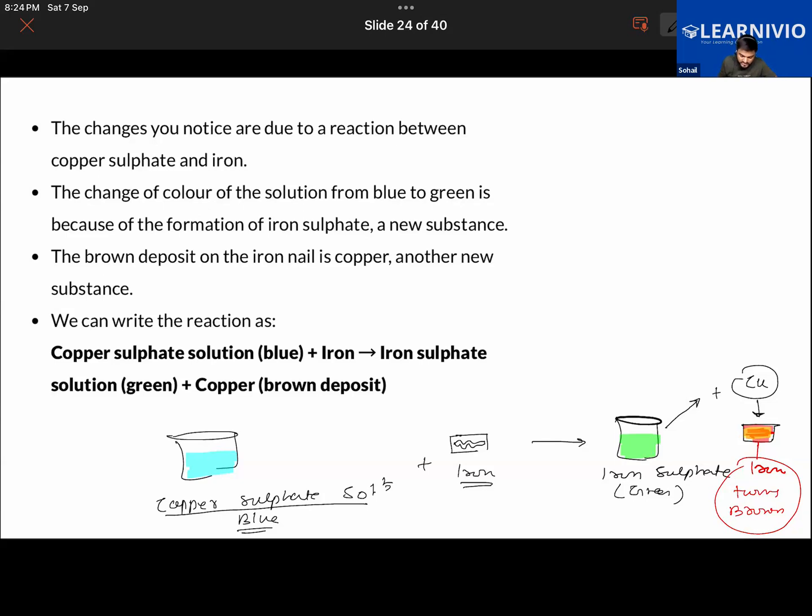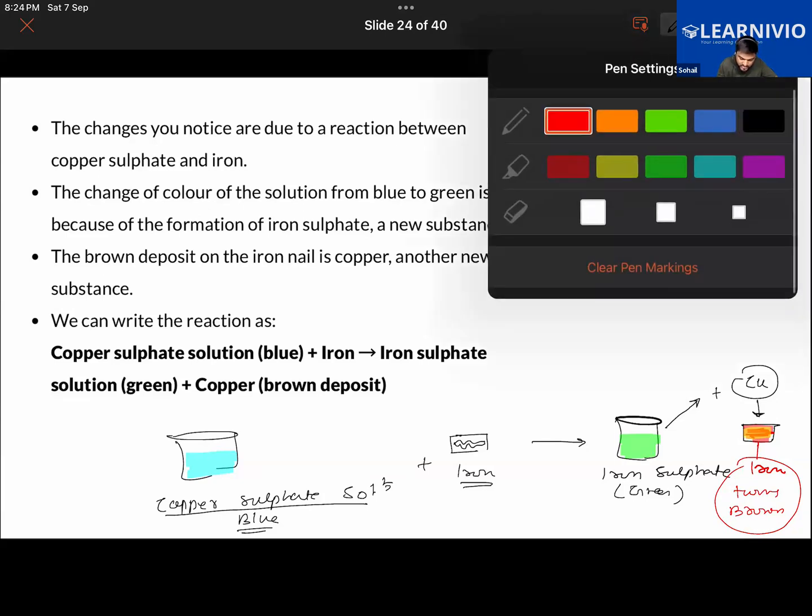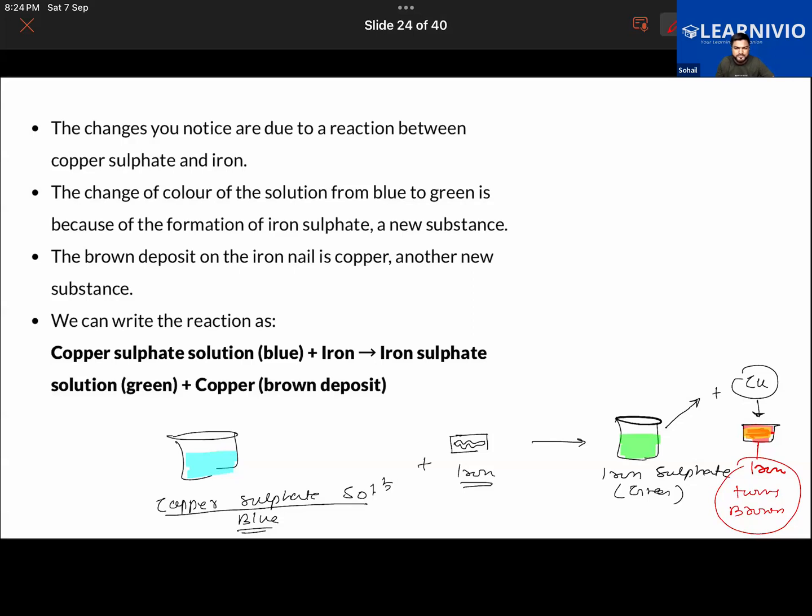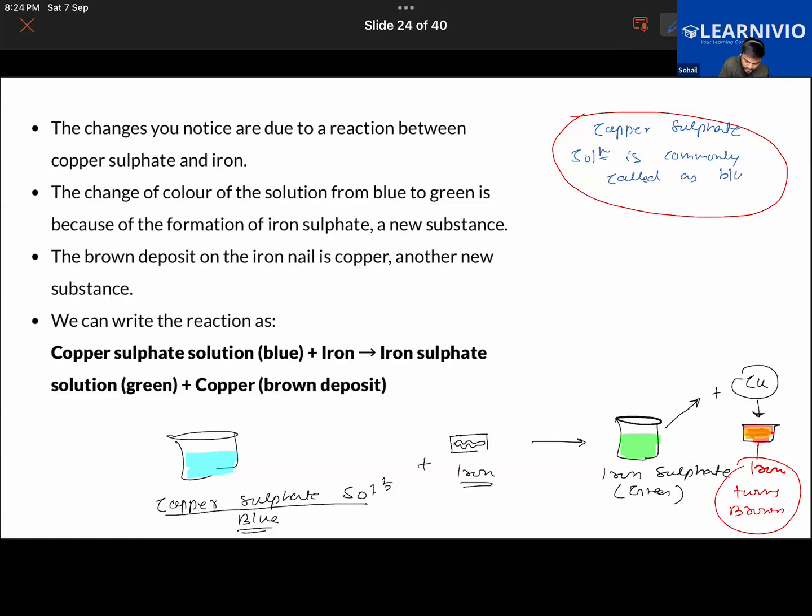Also, note down that the copper sulfate solution is commonly called blue vitriol. What do we call this commonly? Blue vitriol. So copper sulfate solution is commonly called blue vitriol. There are also some Hindi words for it, but not important.